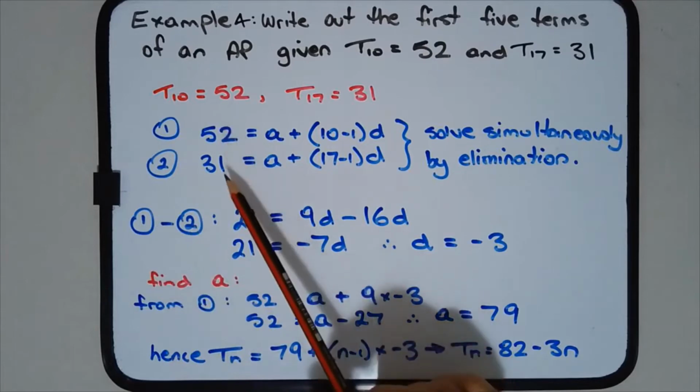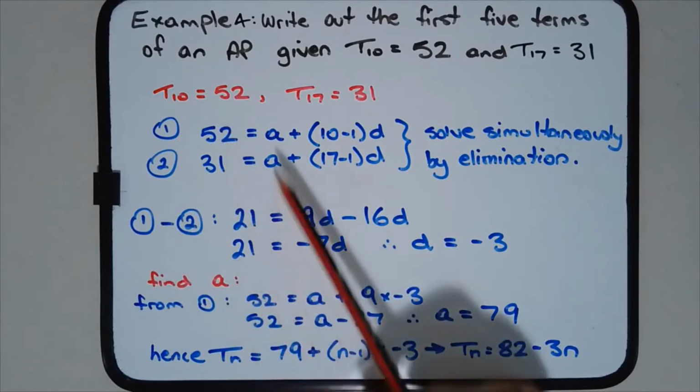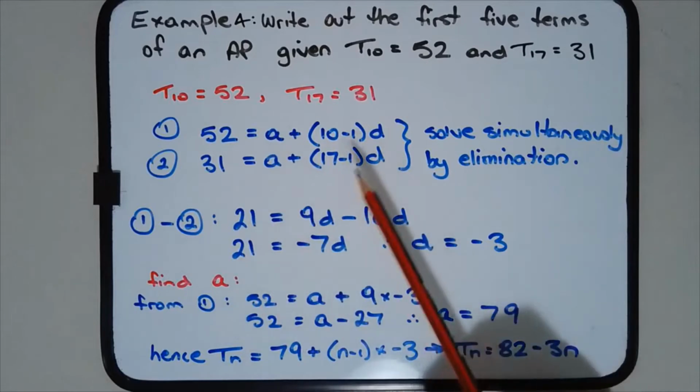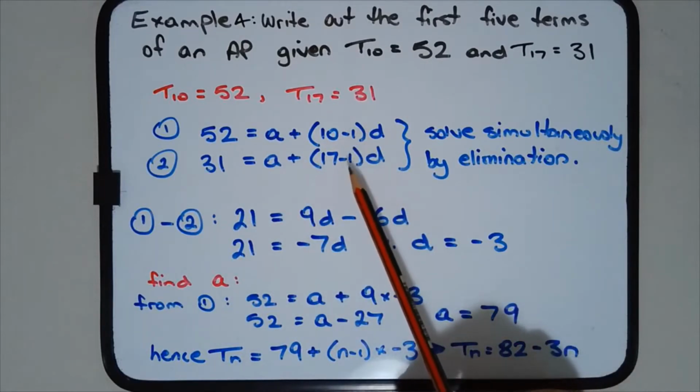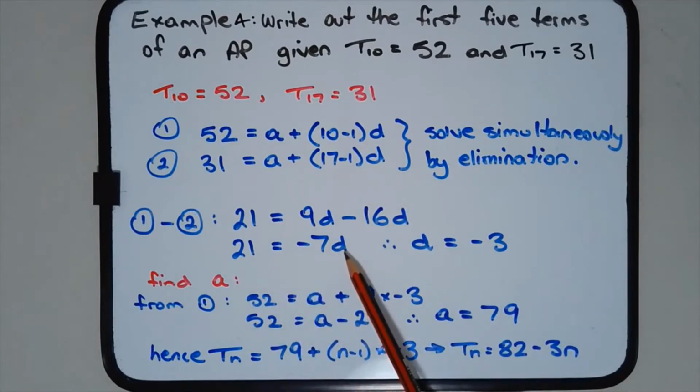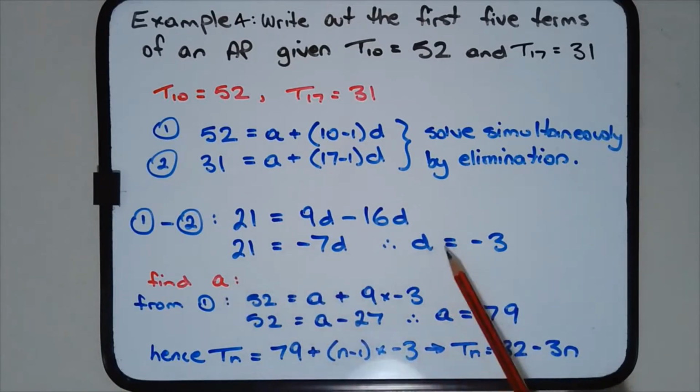So 52 minus 31 is 21. A minus A is 0, so those two are eliminated there. And then we have 9D minus 16D. So we have 21 equals negative 7D. Dividing both sides by negative 7, we have D equals negative 3. So that's the common difference.